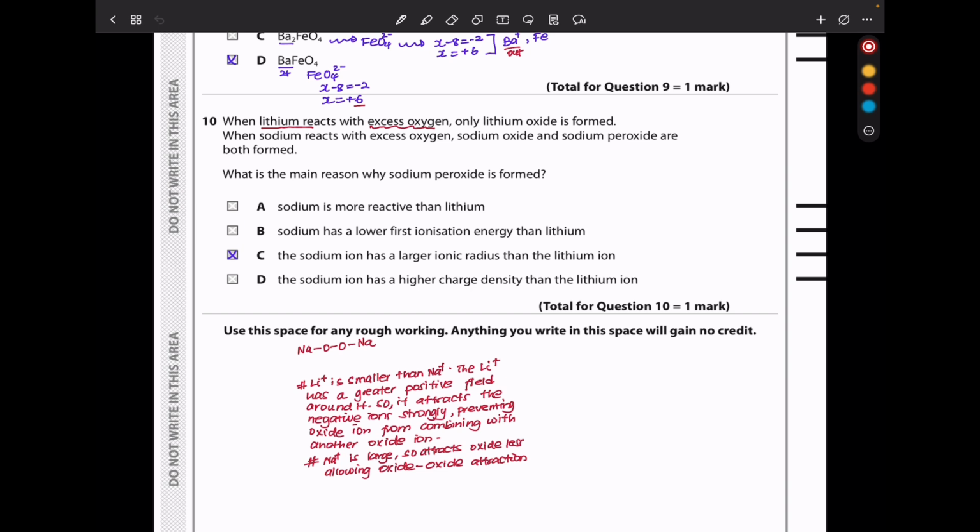So lithium will have greater positivity or a greater positive field around it. So it will attract the oxygen strongly, leading to just formation of lithium oxide, meaning one lithium and one oxygen bonded together strongly. Now when we go to sodium, which is bigger, sodium is going to attract the oxide less, and this is going to allow an oxide-oxide interaction we see here. Because this is bigger, the attraction to the oxygen is going to be smaller or weaker, and this is going to lead to an attraction between the oxide and the oxide, allowing the formation of a peroxide. So the suitable answer should be the sodium ion has a larger radius than the lithium ion.